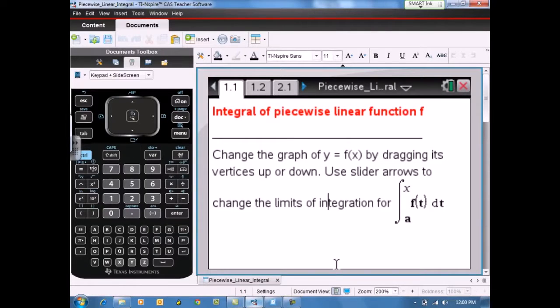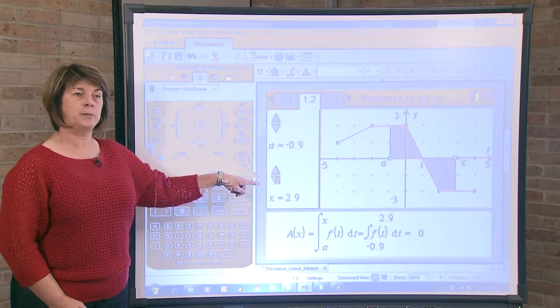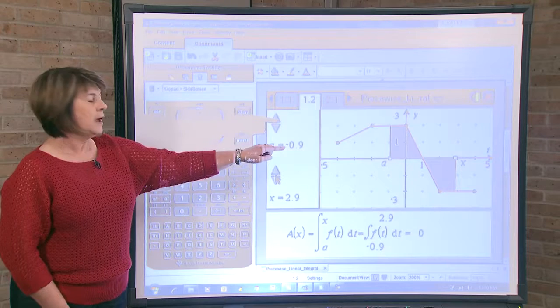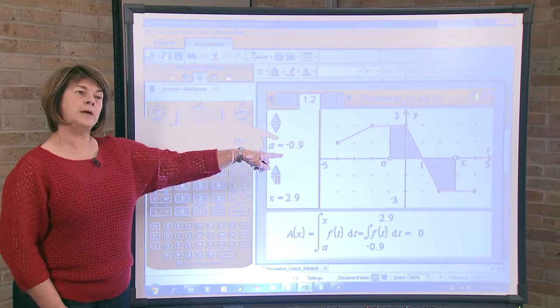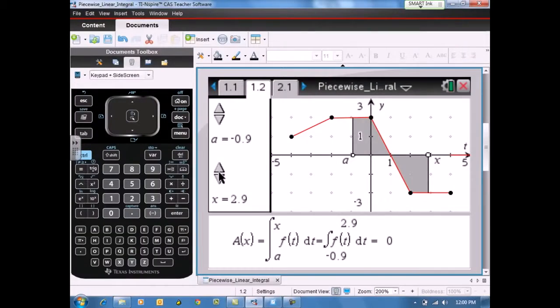So we have our introduction page, which is going to basically tell us that we are going to be able to change the graph of f of x by dragging vertices on the graph. On the next page, the students will see a piecewise linear function. We also have some slider bars here that will allow us to change the values of a and x. And we see a demonstration of the area under the curve as being shaded here, and below we see the evaluation of the definite integral that corresponds to this graph.